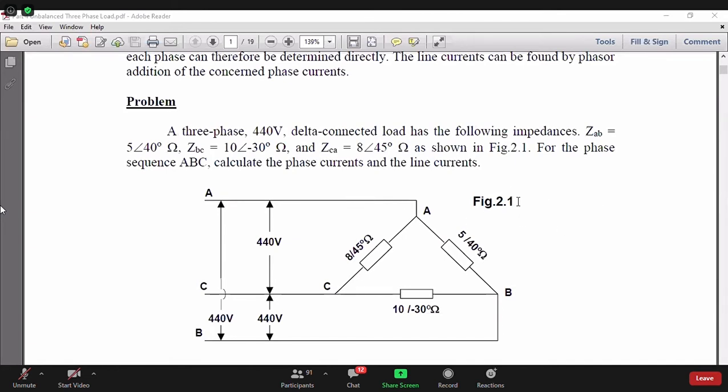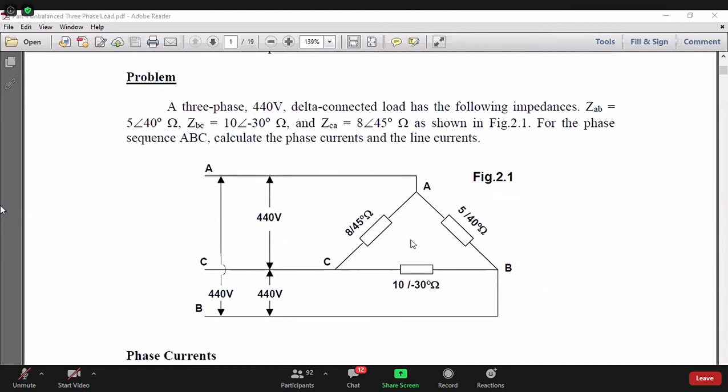Don't bother about the figure number because this is taken from another note of mine. So that's why the figure number is different. Now, this is the delta load as given in the problem. And it is stated it's a 3-phase 440 volt system. Again, I have told you that unless otherwise specified, this 440 volt will be the line voltage. And I have told you that the source is balanced. Therefore, I have shown here the 3 line voltages to be the same. So you can see 3 line voltages are the same, but 3 impedances are different.